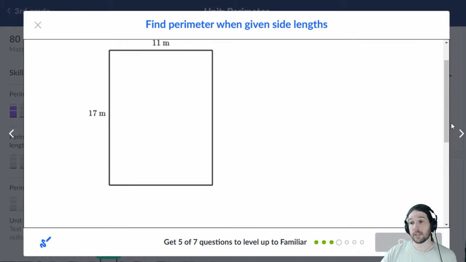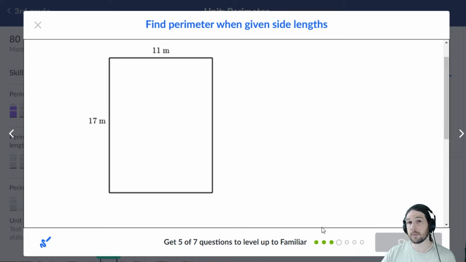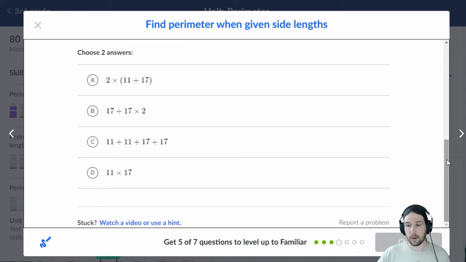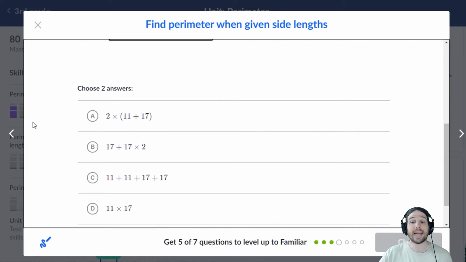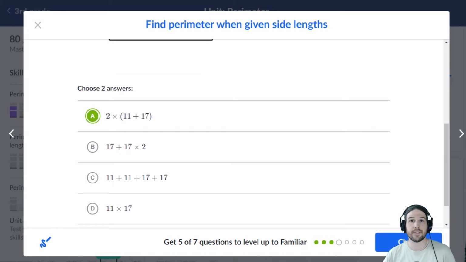17 times 2 is 34. 11 times 2 is 22. 34 and 22 is 56. Oh, wow. I guess I didn't have to actually do that. All right, so either way, there are 2 ways that we could do this. The way I did it was 2 times 11 plus 17, but I distributed, right? I did 2 times 17 and 2 times 11. That is one way that I could have gone. The other identical way is C, which is 11 plus 11 plus 17 plus 17. Both of these are correct, I hope.